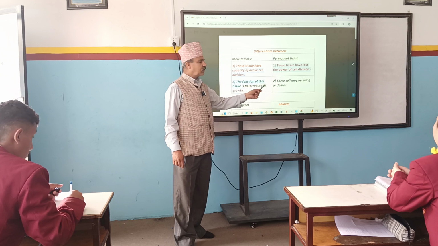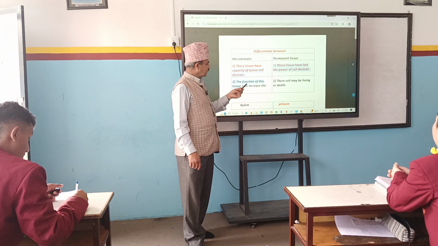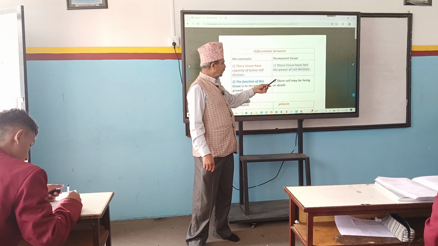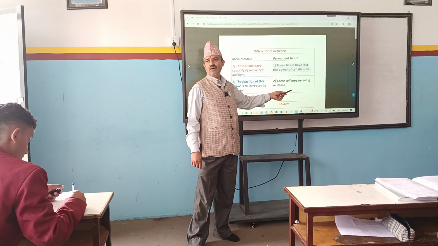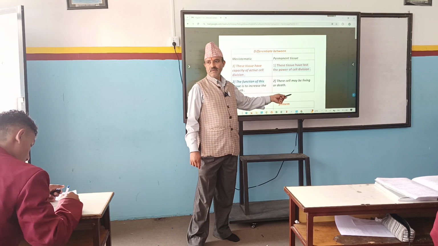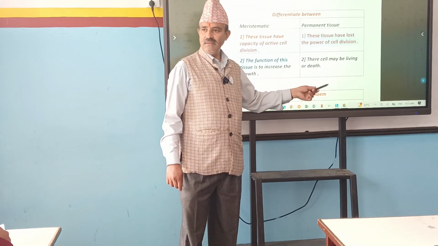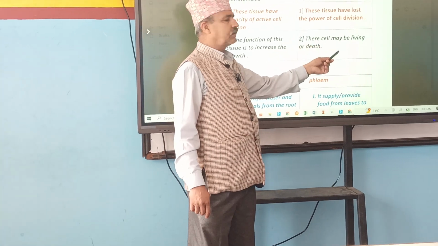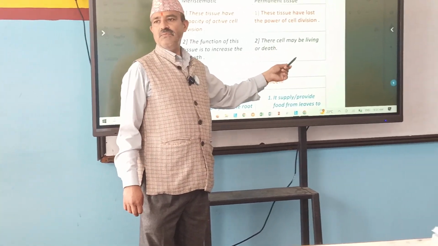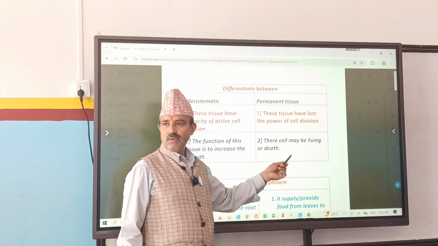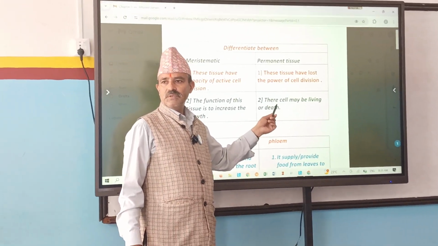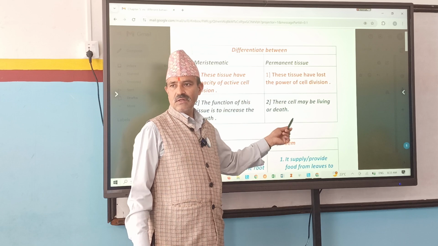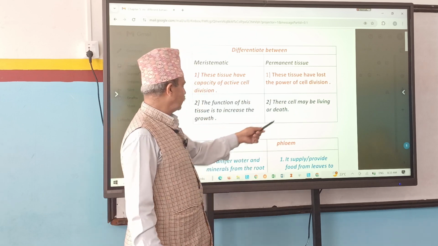Then here you have to write a similar difference, but here is function and the next thing does not match. So their function is to help in girth or diameter. Understood or not? In that way you have to write. Or their function is to help in transportation of food, transportation of water, or secretion of latex, secretion of enzymes, like that. Understood or not? If this side function, here also function.